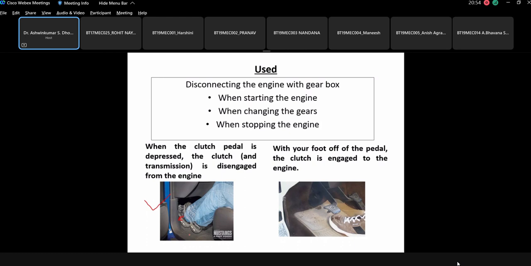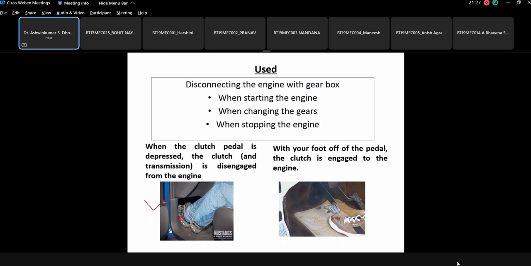That means they put their leg on the clutch pedal, and because of their weight, or some force which they apply on the pedal, the clutch is always in a half engaged position. In that case, there will be a problem of fuel efficiency. The clutch material can also get hot, because there will be slippage between the driving and driven plates of the clutch.